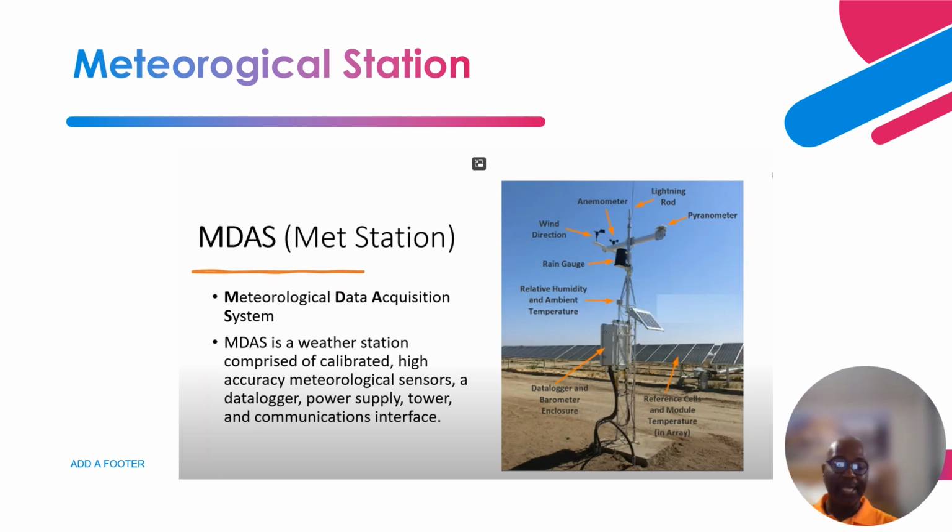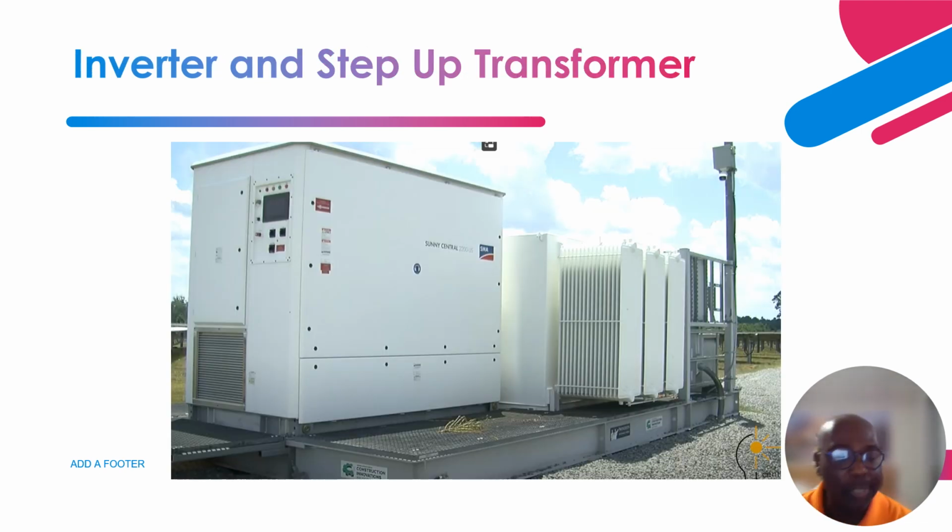Okay, so this is an example of a meteorological station. It gives wind direction, anemometer, wind speed, rain gauge, humidity, ambient temperature, and everything that is needed for the solar farm. Okay, so this is also another picture of an inverter and a step-up transformer.